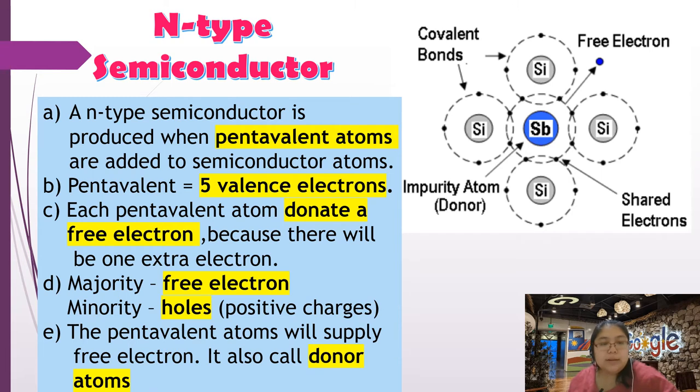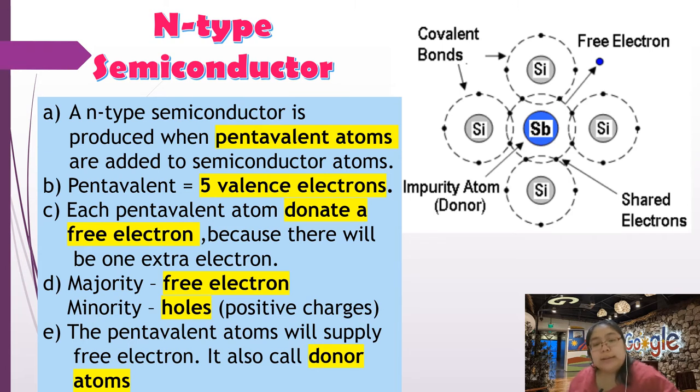Okay, let's see the explanation of how to create the n-type semiconductor. First one: n-type semiconductor is produced when pentavalent atoms are added to the semiconductor atoms. Pentavalent means it has 5 valence electrons. Every pentavalent atom will donate a free electron because there will be one extra electron. So majority now is a free electron. Minority is a hole. So the pentavalent atom will supply the free electron, so we can call it a donor atom.